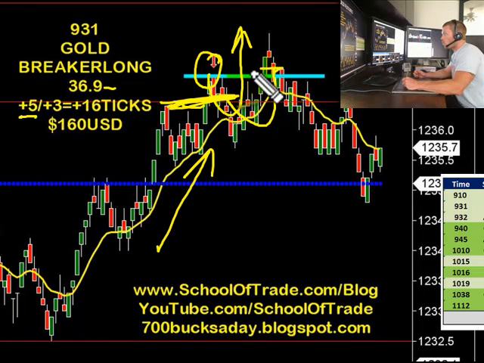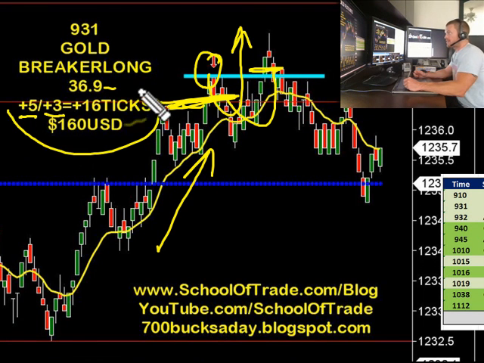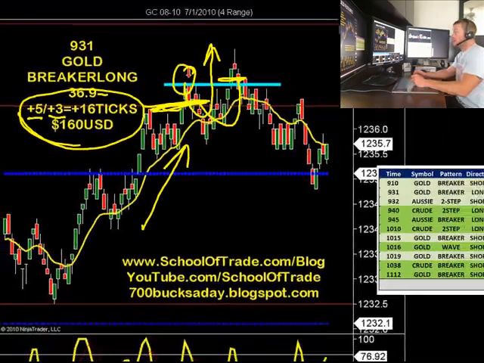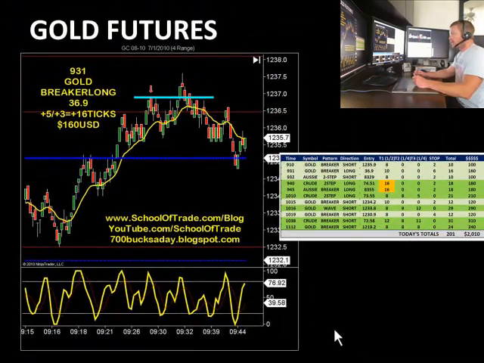Stop up to entry +1. Got taken out at entry +3. So 2 off at 5, 2 off at 3. That's 16 ticks or 160 USD for the second trade of the morning here on gold. Then we went back over to crude. Went from crude to the Aussie.